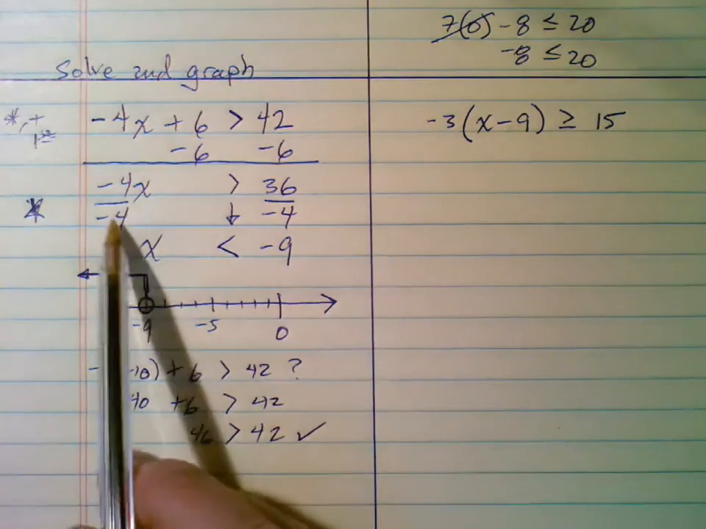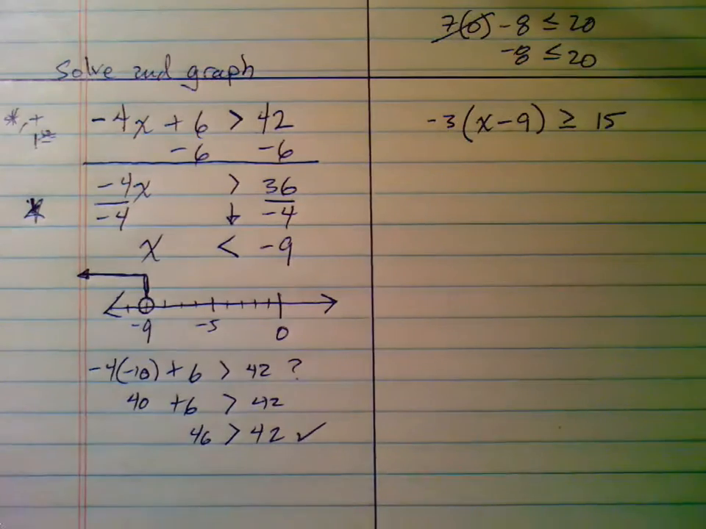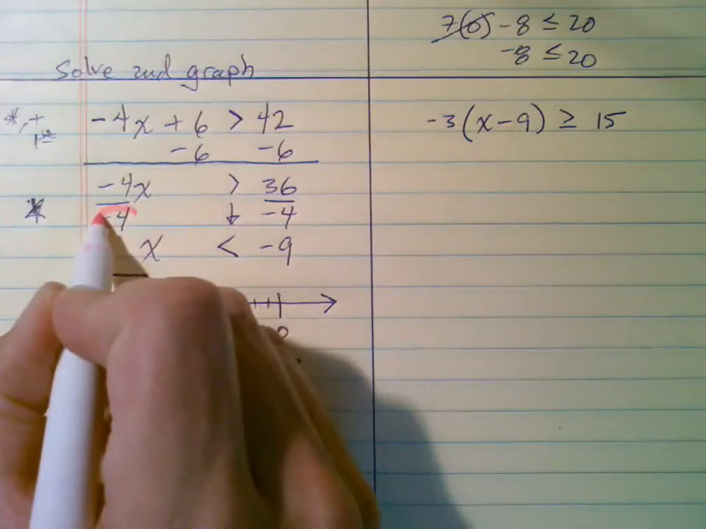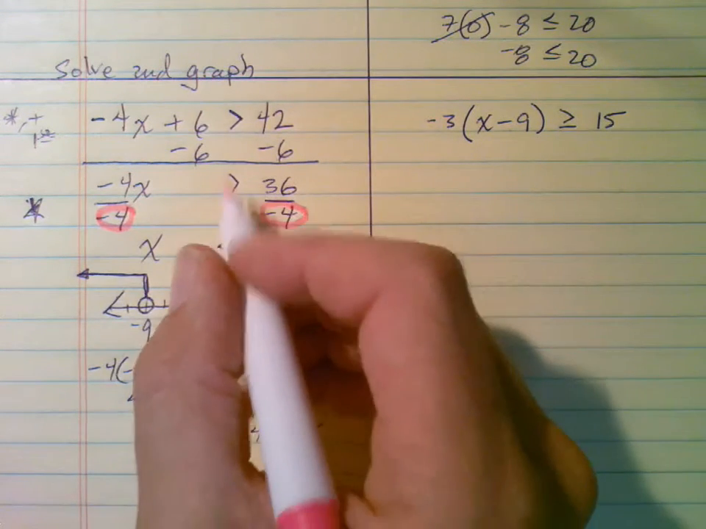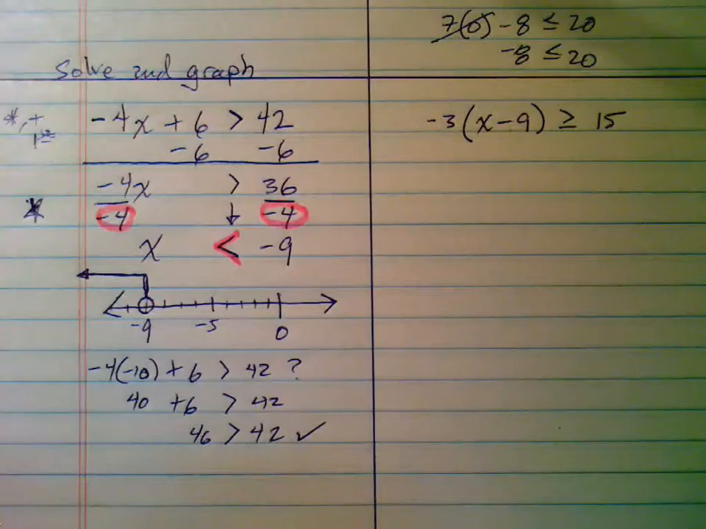So when you multiply or divide by a negative, let's highlight that. So here I divided by a negative when I needed to solve it. And when I did that, I had to flip my inequality. Oh, happy day. It worked out.